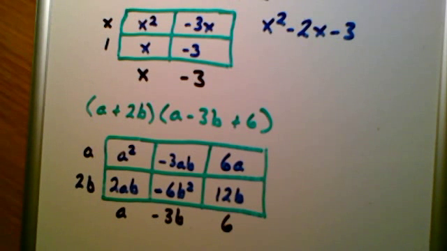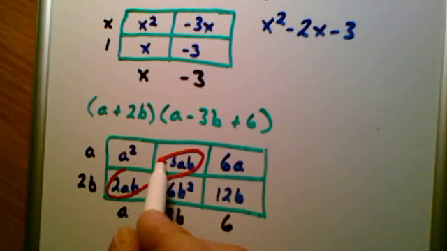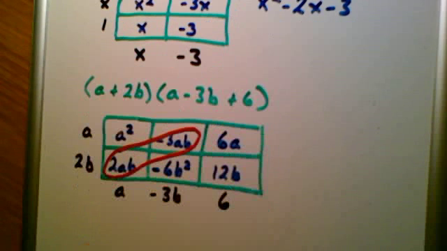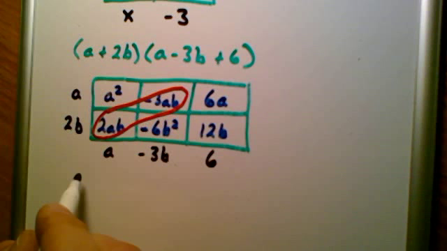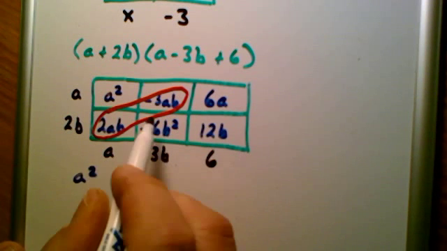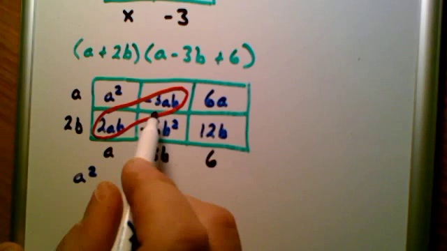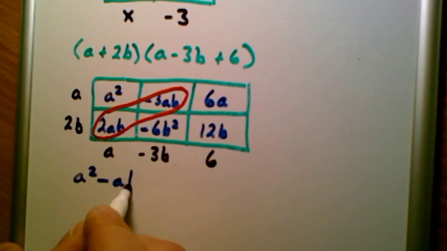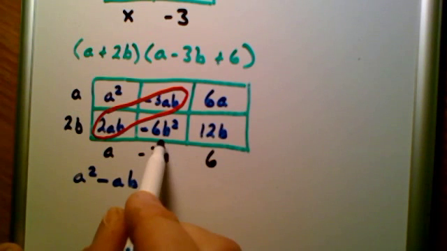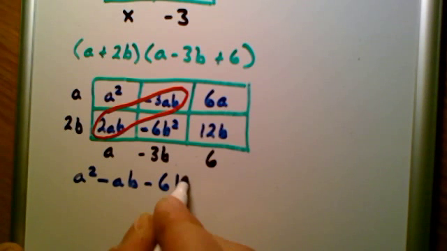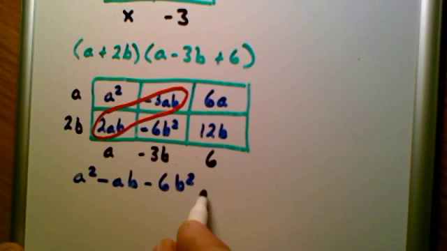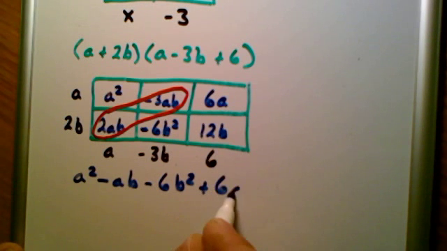Now if we look inside, the only thing that we can combine are the ab's, because none of the other terms are alike. So these two here can be combined. Okay, so let's see what we got when we've simplified it out and written it out. So now we have an a squared, so I'll write that down. A negative 2ab and a negative 3ab gives us a negative ab. We have a negative 6b squared. We have a 6a, and we have a 12b.